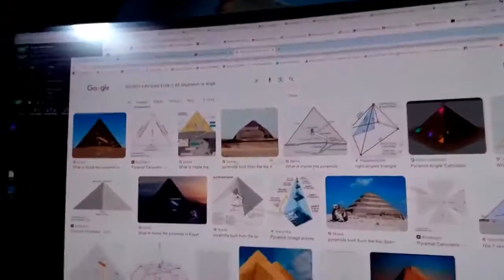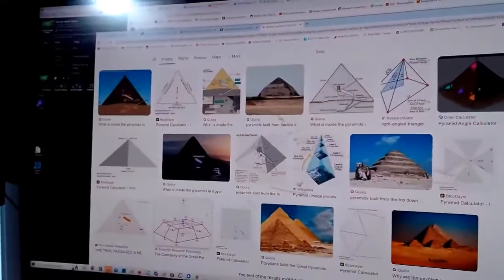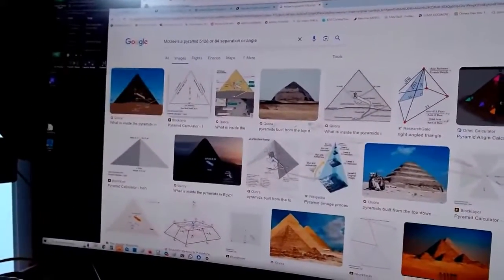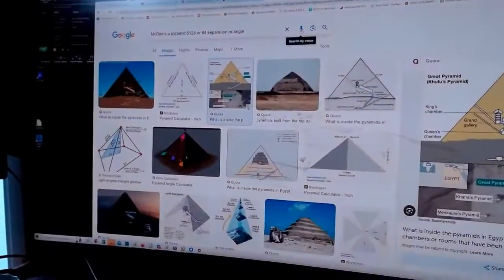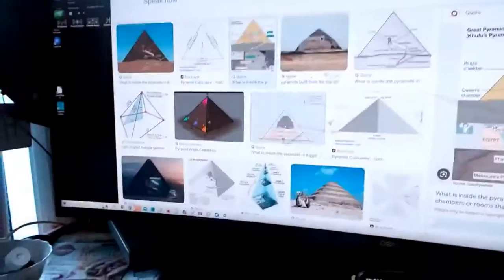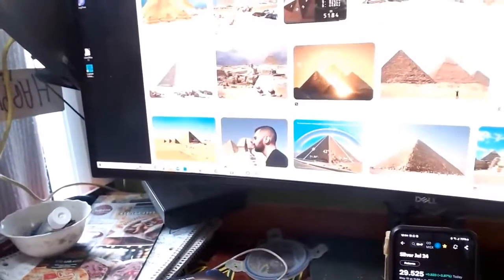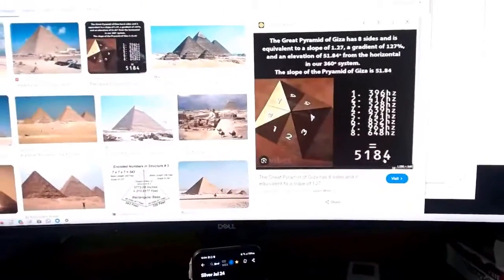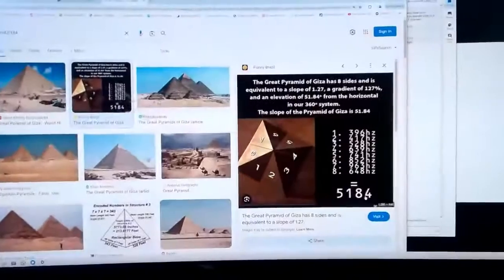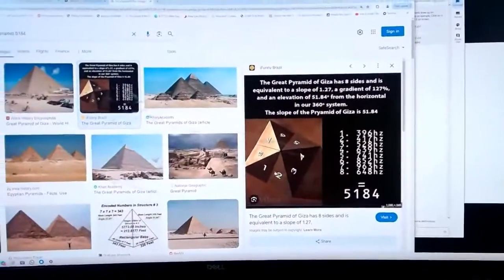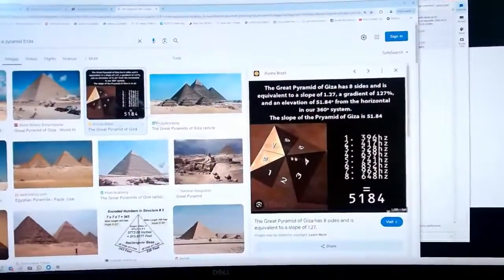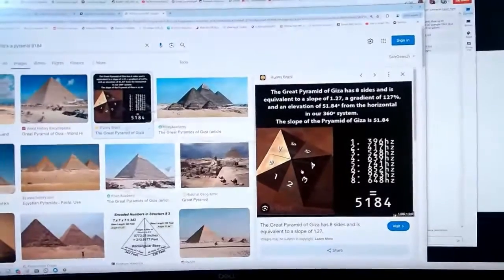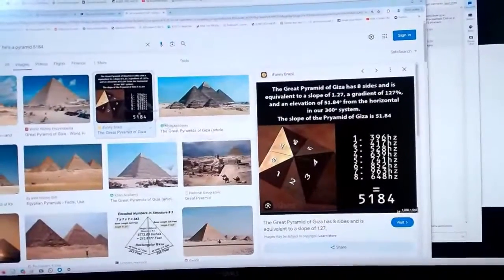So here's that Giza pyramid. I'm trying to look for one of the angles. Giza pyramid, 5184. The Great Pyramid of Giza, 5184. So I'm getting that properly. 1, 2, 3, 4, 5, 6, 7, 8 parts, right? Each one of these are pyramids in themselves.